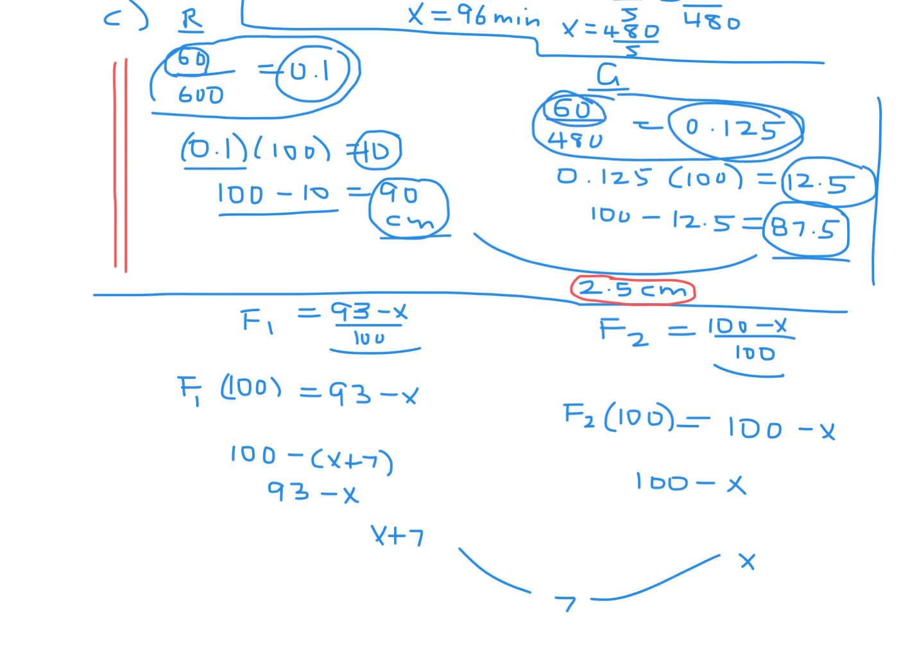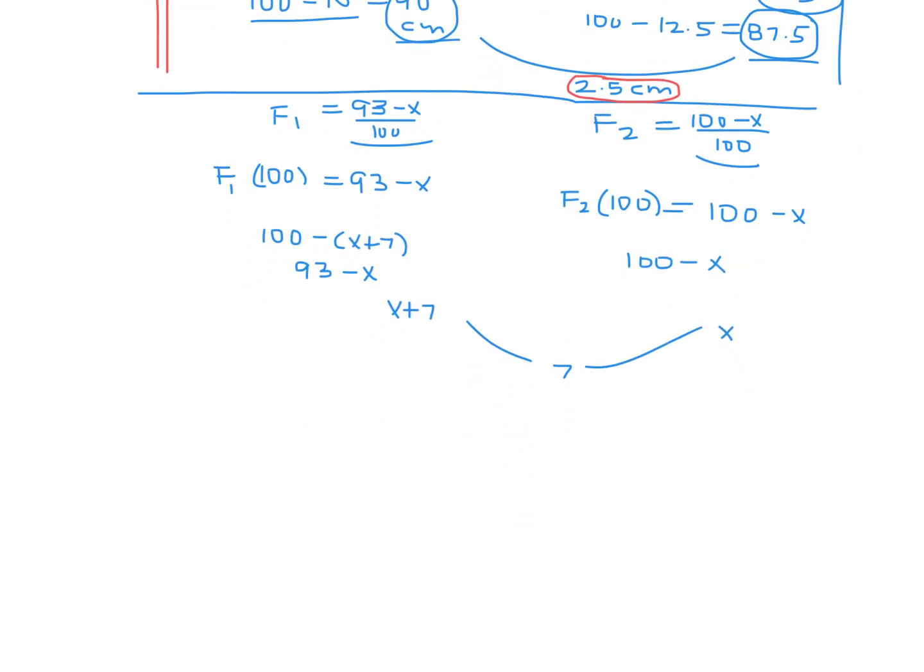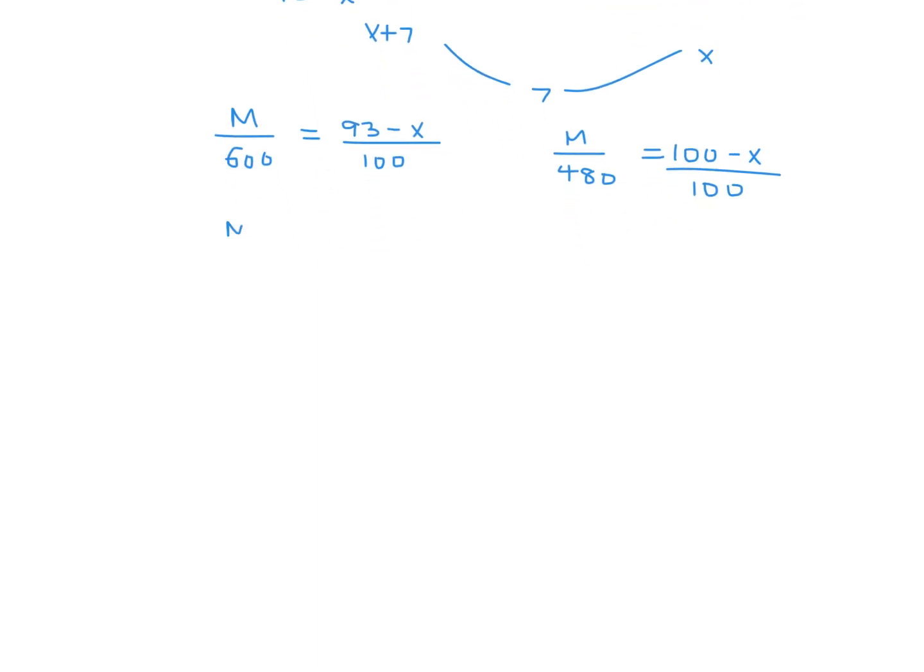That's the good part. So if we put that together, that means that something, I'll just call it m, over 600 is (93 minus x) over 100. And that something over 480 is (100 minus x) over 100. And there you go. At that point, it's just two equations, two variables, and now you can solve them. So let's do that. So this m becomes (93 minus x) times 6. And this m over here becomes 4.8 times (100 minus x).